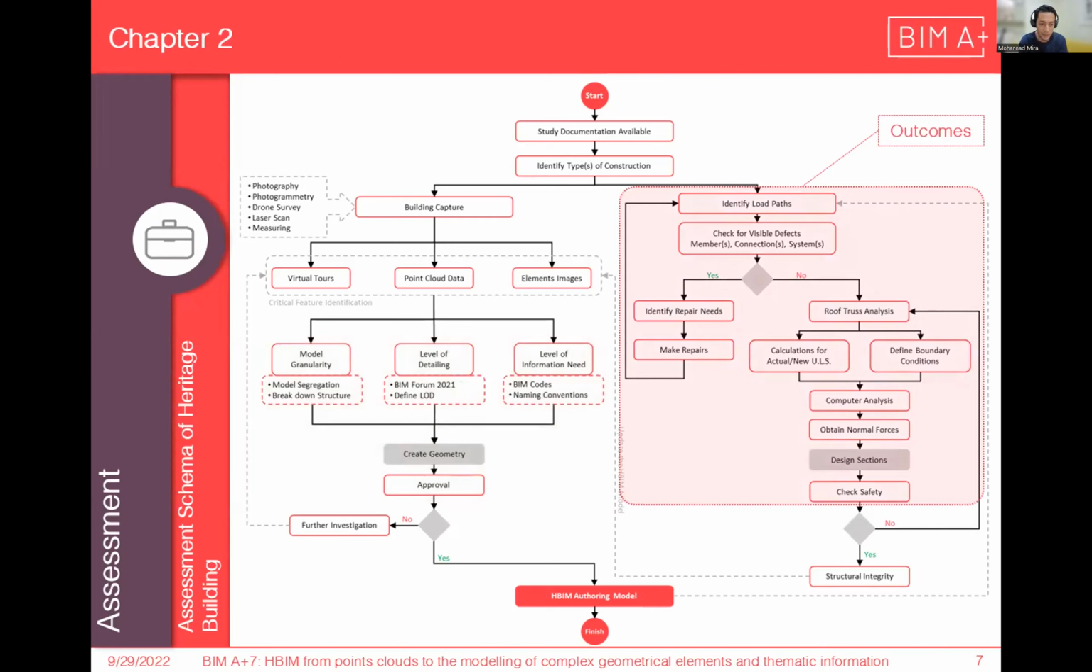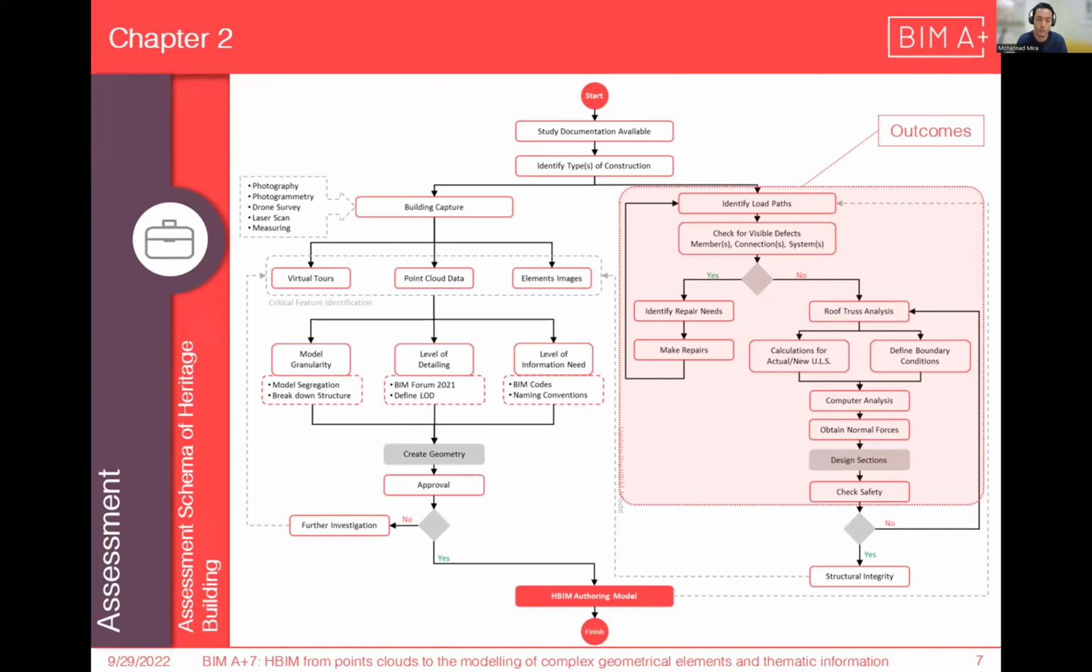After making the model itself, we need to identify the load paths. As someone with a structural engineer background, I needed to check the safety of this building. In order to check this, I need a load pattern, so I can check the safety of these loads on this structure. That was done by calculating the weights of the building, calculating the loads subjected to the building itself, and then checking if there are visible defects or deterioration to the sections.